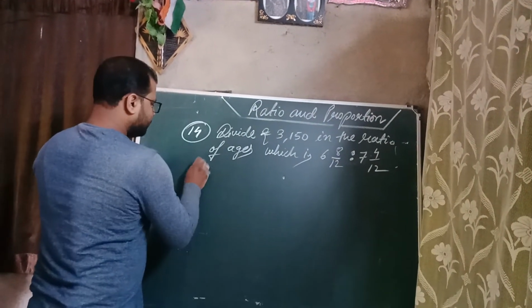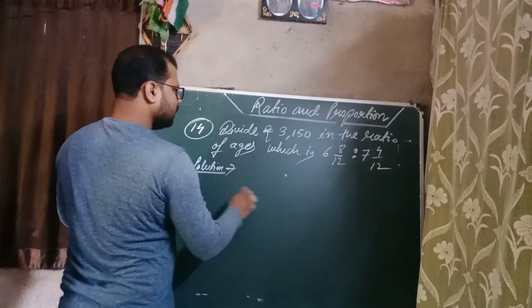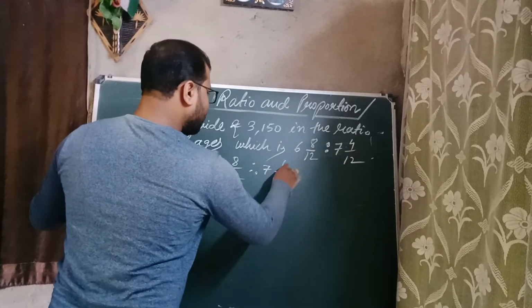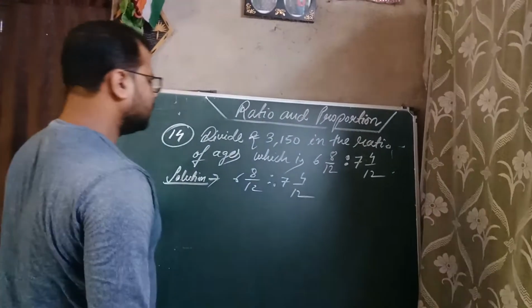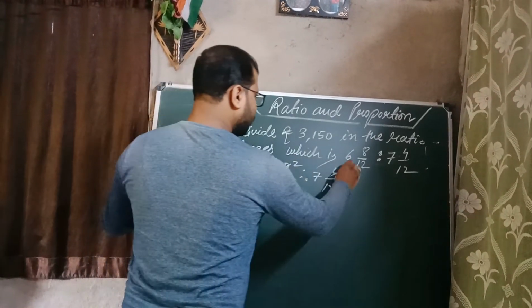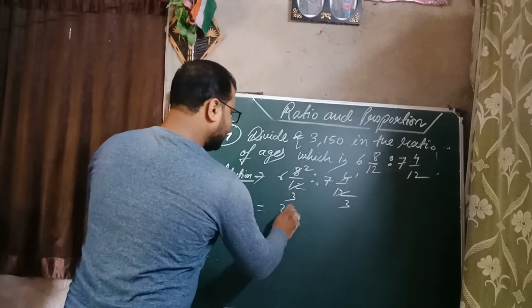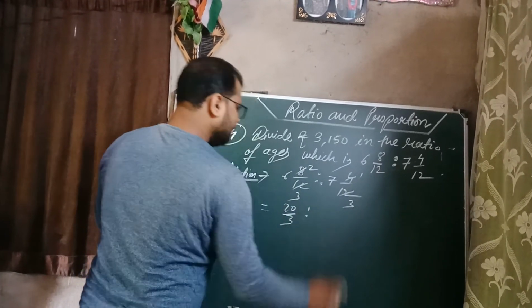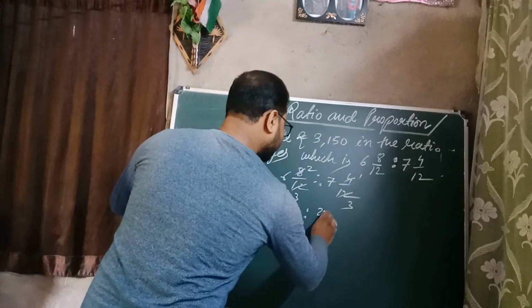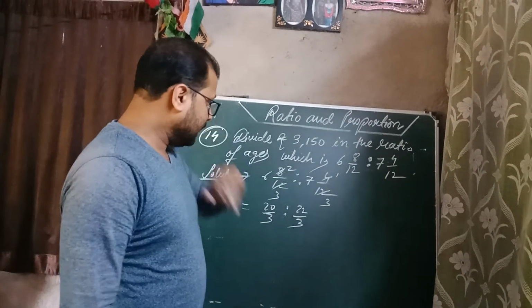Ratio is given what? Solution. 6 8 by 12 is to 7 4 by 12. Right, students? Let's cancel it out. 4 2s are 4 3s are 4 1s are 4 3s are. So 3 6 are 18 plus 2, 20 by 3 divided by 7 3s are 21 plus 1, 22 by 3. Any problem, students? I hope not.